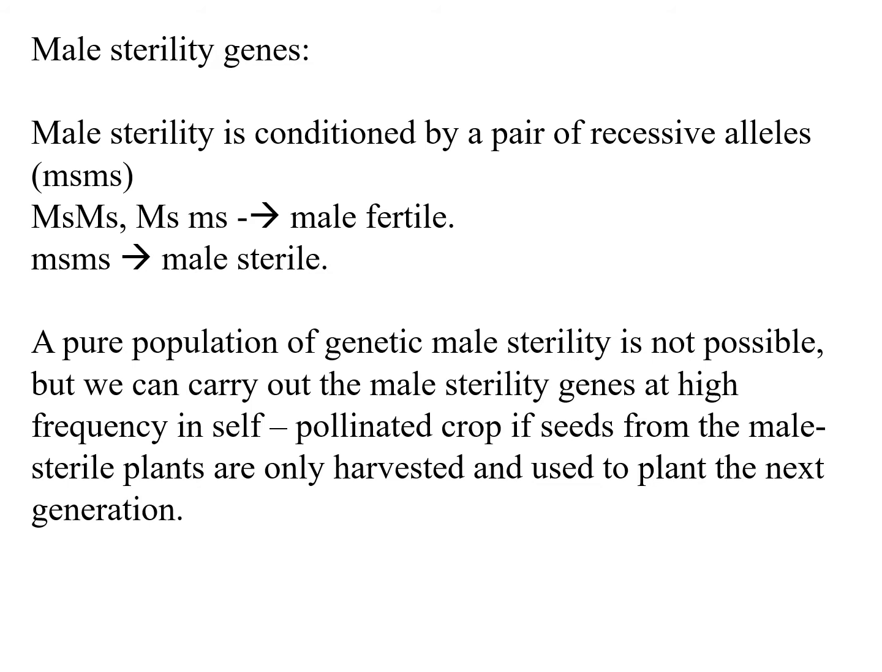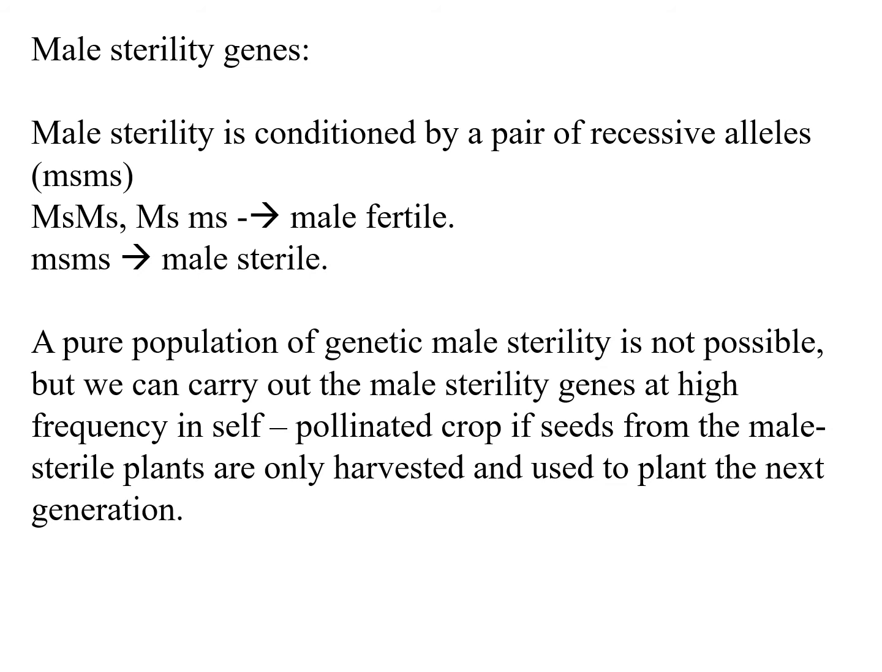Male sterile genes are producing male sterility when they are in the recessive case. Therefore, capital MS, capital MS, or capital MS, small ms produce male fertile plants, which means that we have dominance. The only case where we produce male sterile plants is when we have two pairs of recessive alleles. Therefore, according to what we have here, we cannot produce a pure population of genetic male sterility because it will not regenerate itself.